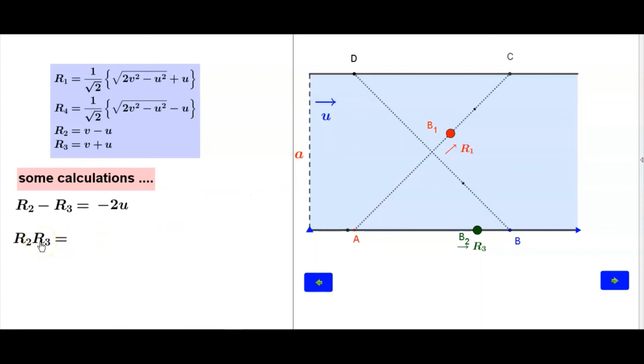Product of R2 and R3. Product of R2 into R3 is V minus U into V plus U. Difference of squares. Therefore, V squared minus U squared.